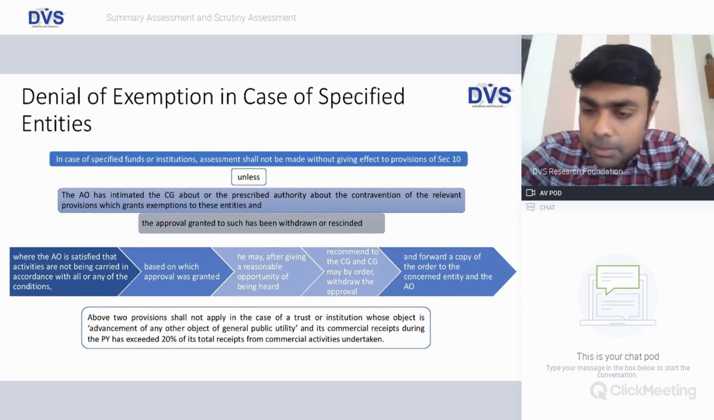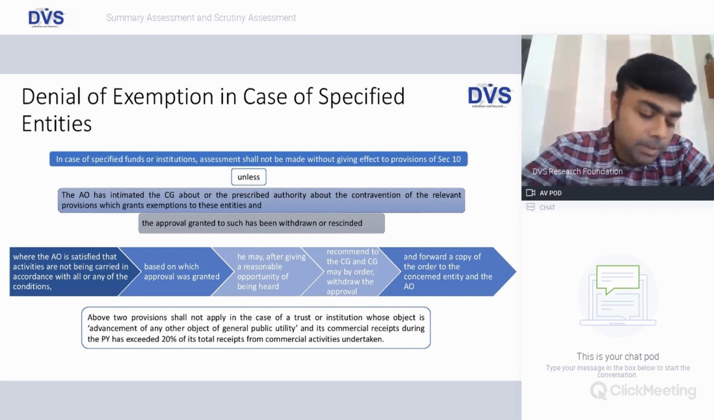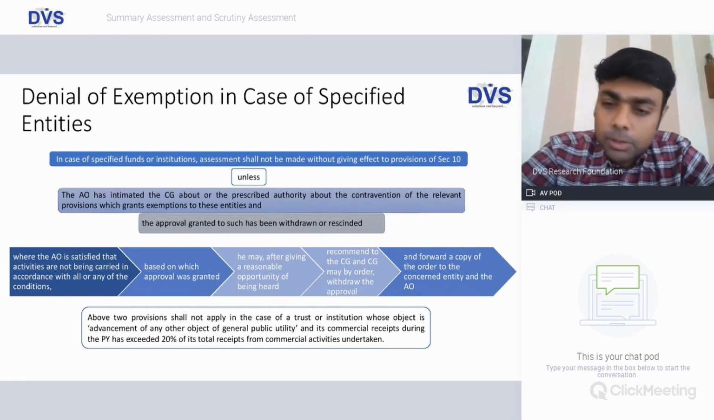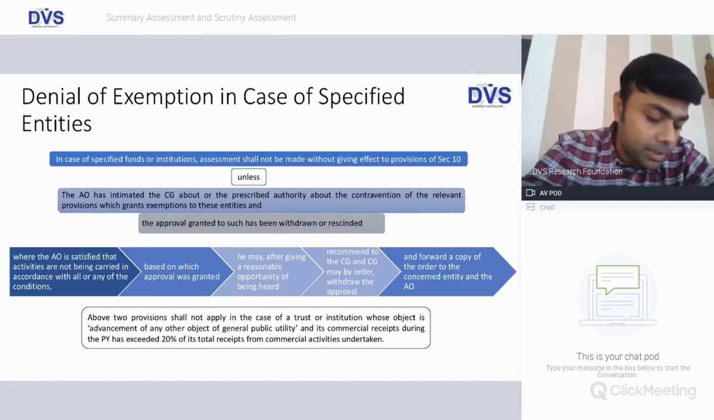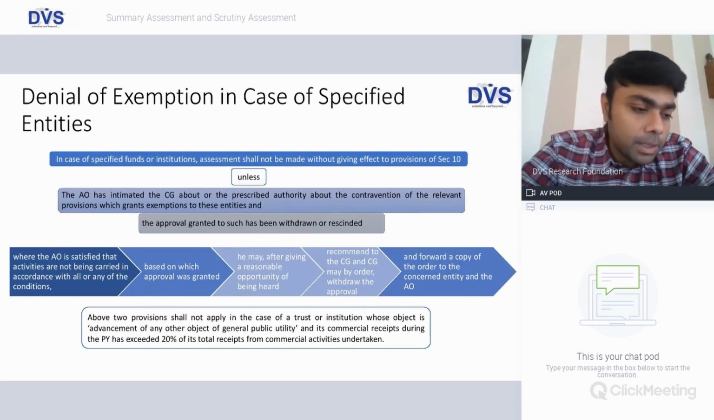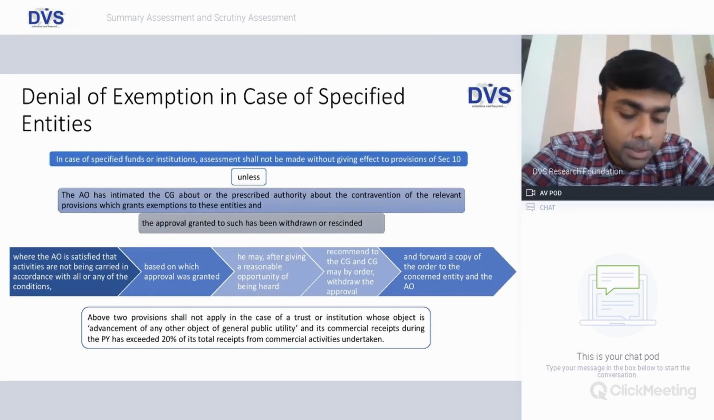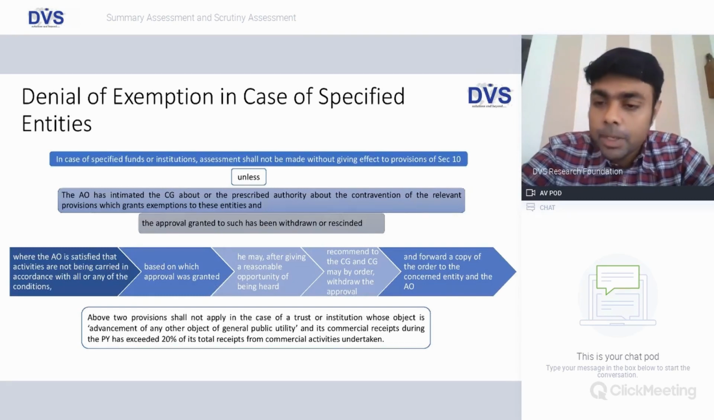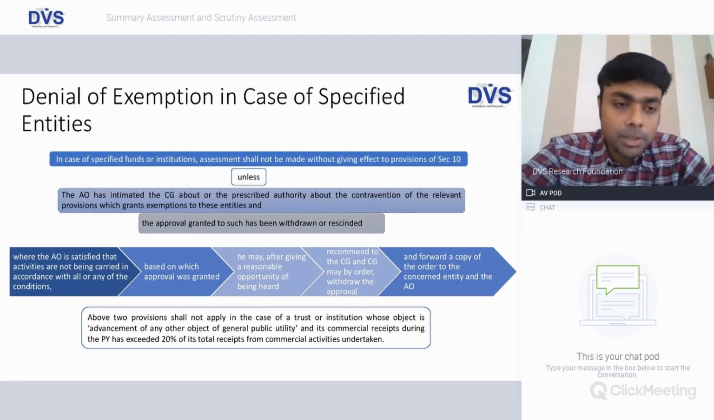Before that, I'll just quickly summarize scrutiny assessment. A notice under 143(2) is mandatory. This notice has to be issued within 6 months from the end of the financial year in which the return of income is filed. And once a notice is issued, a questionnaire generally follows. The questionnaire has to be answered, and based on the response, the department will come to a conclusion. However, an opportunity of being heard shall be made available to the assessee, and then the assessment gets finalized.